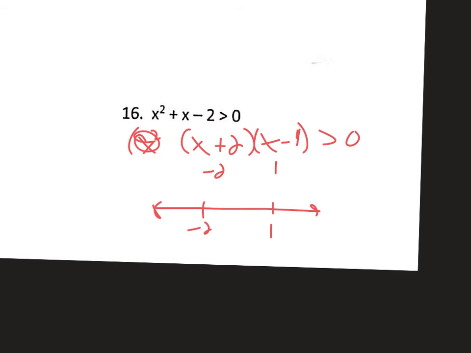Now, I need plus or minus signs up there, and the way I'm going to do that is I'm going to plug in a number and see if it's positive or negative. So I always plug in 0. It's just the easiest for me. I'll do it at the top up here.